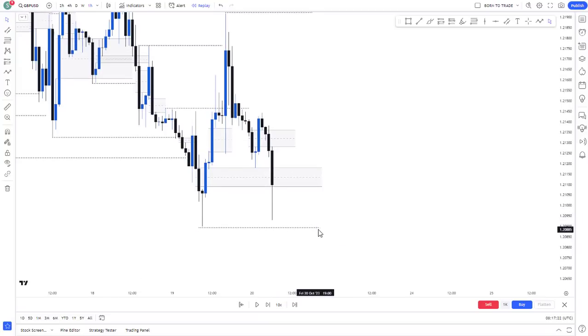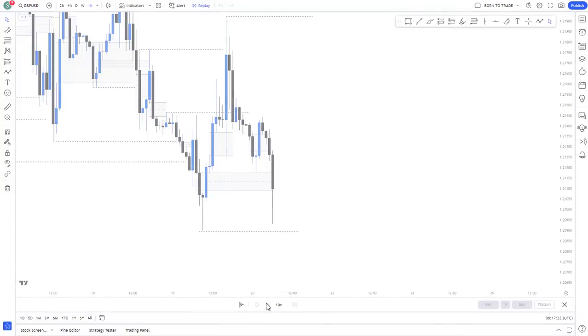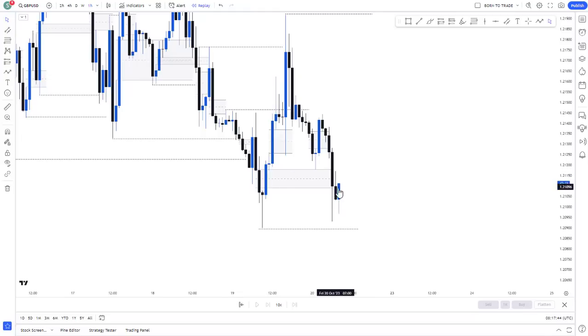Now where's the target? This external range liquidity. This is where we're going to expect price to target, right? This is our current target right now, this external range liquidity. Now playing price forward, I think this is the current price action we have right now. This is where price is currently at, because I'm recording this video on the 20th of October, Friday.